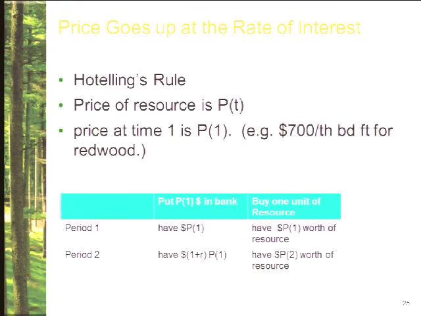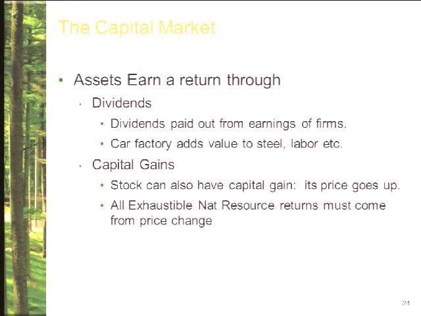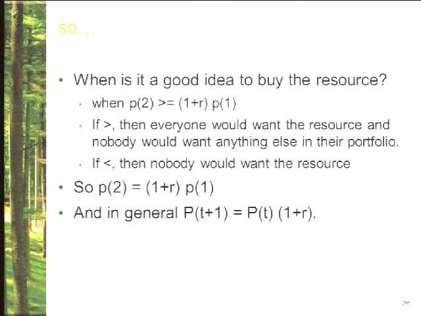So the only way you get an equilibrium where everyone doesn't either run to buy the resource or no one wants to own it and everyone runs to buy a bank account is the price has to rise at the rate of interest. And that works very well for trees, by the way. Old growth trees do that. And that's the last line. Price goes up at the rate of interest. And there's actually a picture of the prices of old growth trees. And it does pretty much fit an exponential.